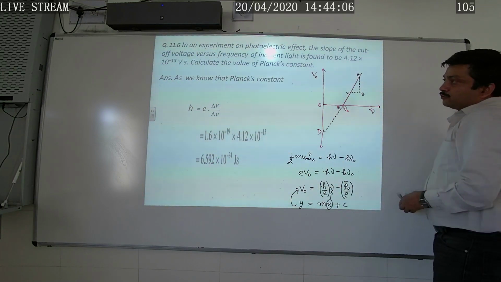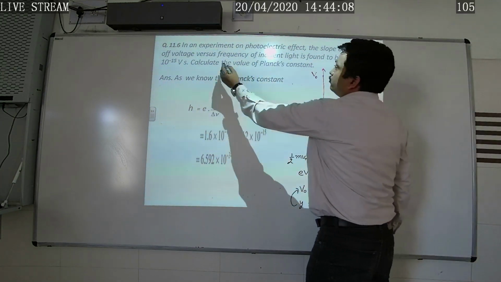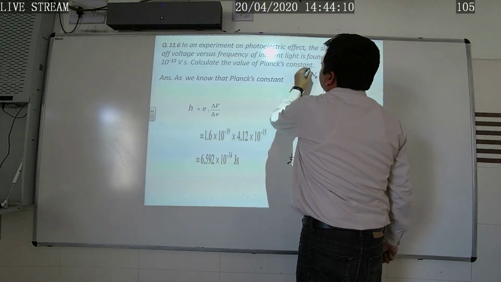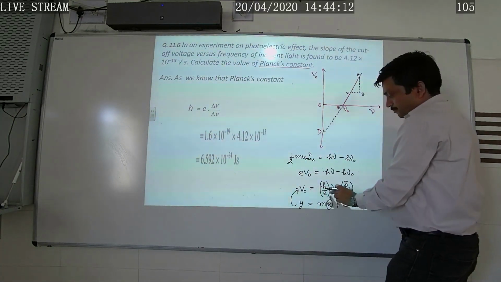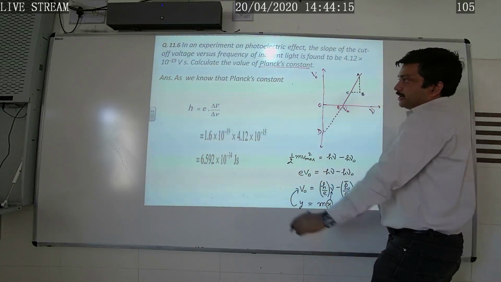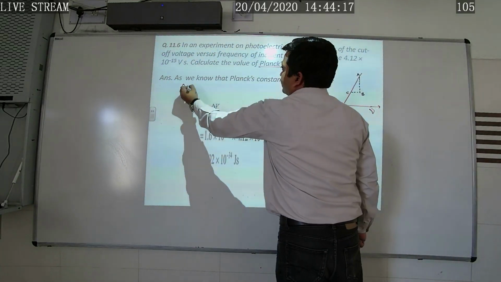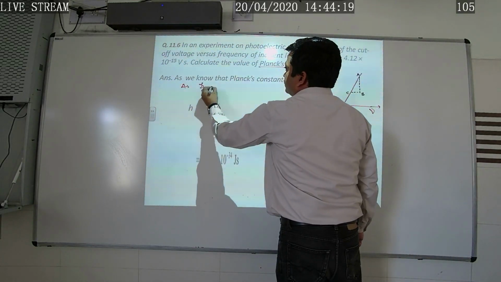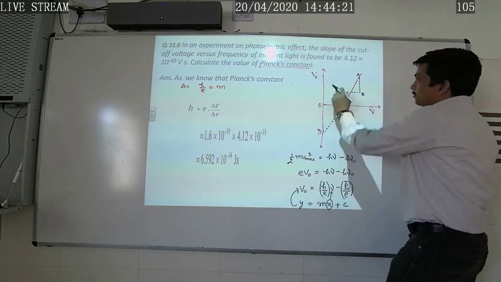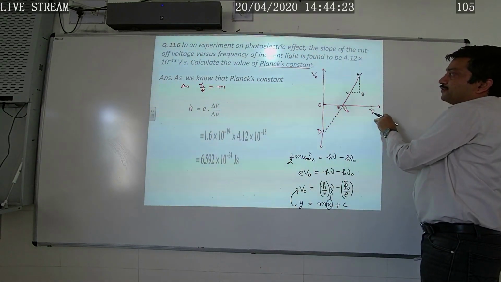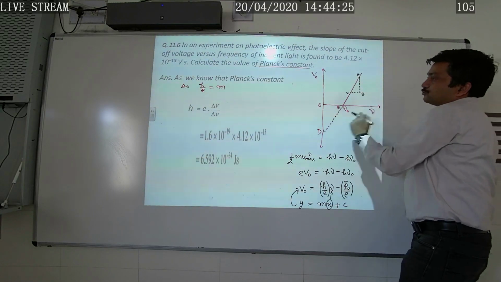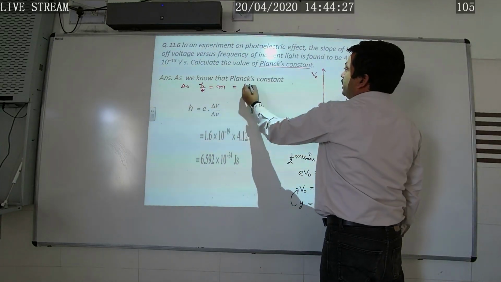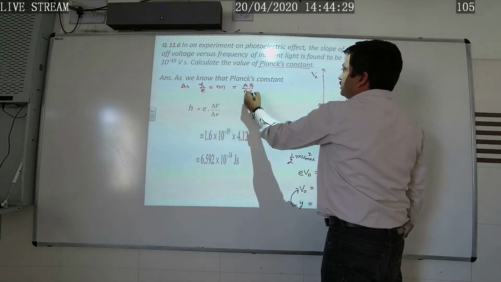So we are asked here to calculate the value of Planck's constant. As we know that h by e is equal to m, the slope of this cut-off potential versus frequency graph. And what about its slope? That is equal to AB by BC.